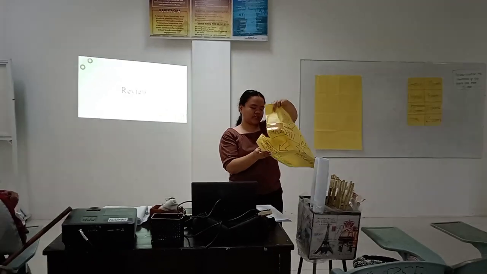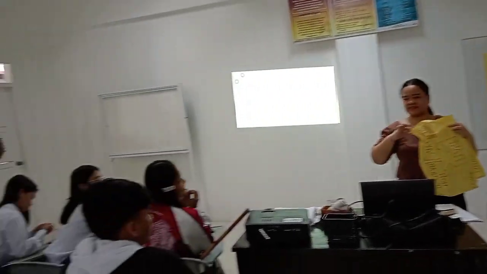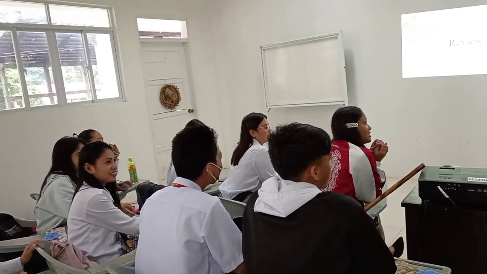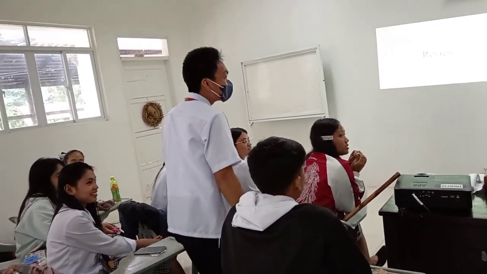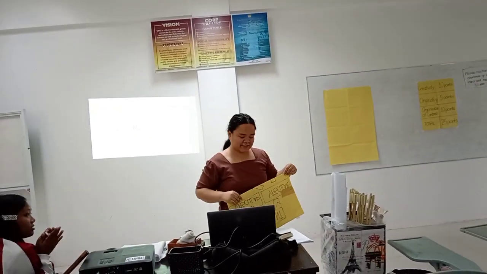And what are the two groups of angiosperms? The hint is they have one cotyledon. Yes, Earl? Okay, very good. Give him a round of applause.